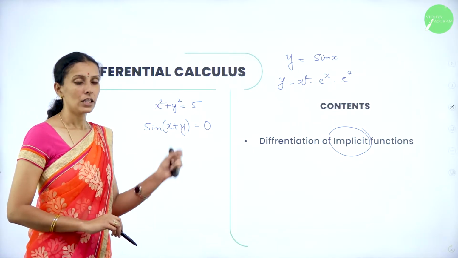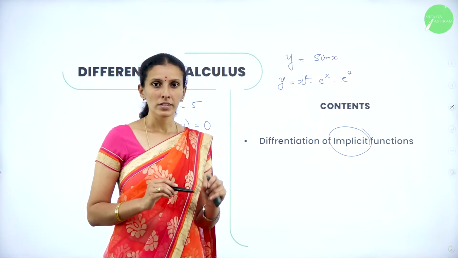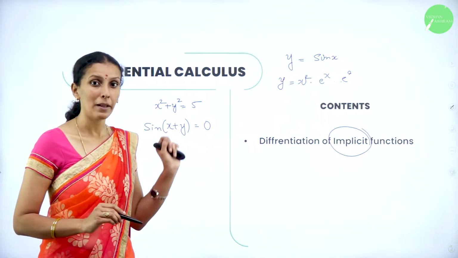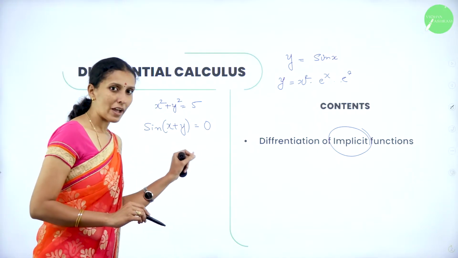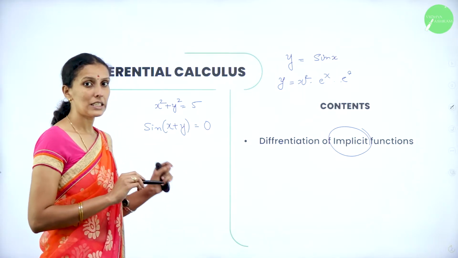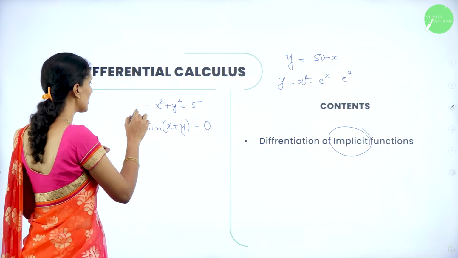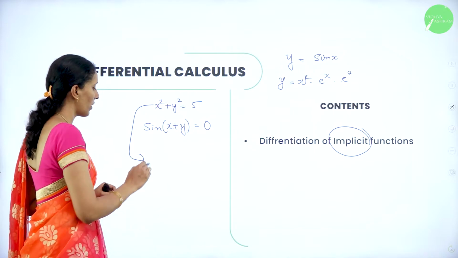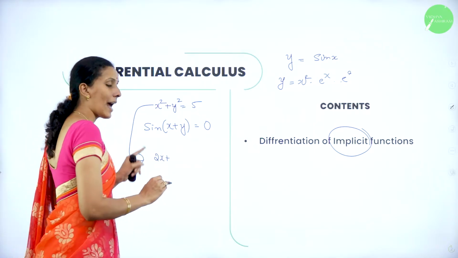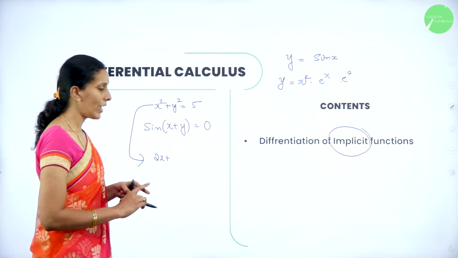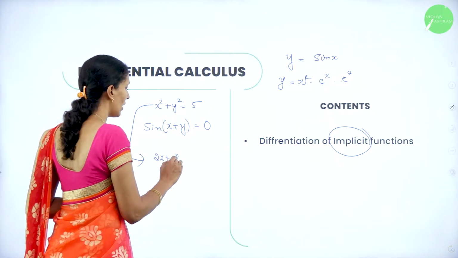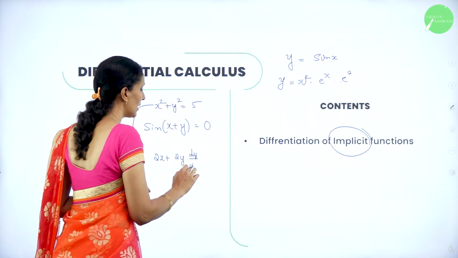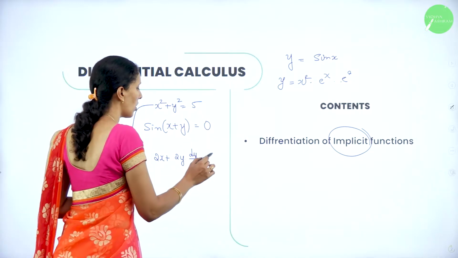Then how to differentiate an implicit function? Whatever the rules you apply for the variable x, the same rule is applied for the variable y here. But when you are deriving y, you are writing one extra term, that is dy by dx. For example, I will take this example: x square plus y square is equal to 5. What is the derivative of x square? 2x. As for x, the same is for y. What is the derivative of y square? It is 2y. But whenever you are writing y, you have to write dy by dx. That is equal to constant 0.